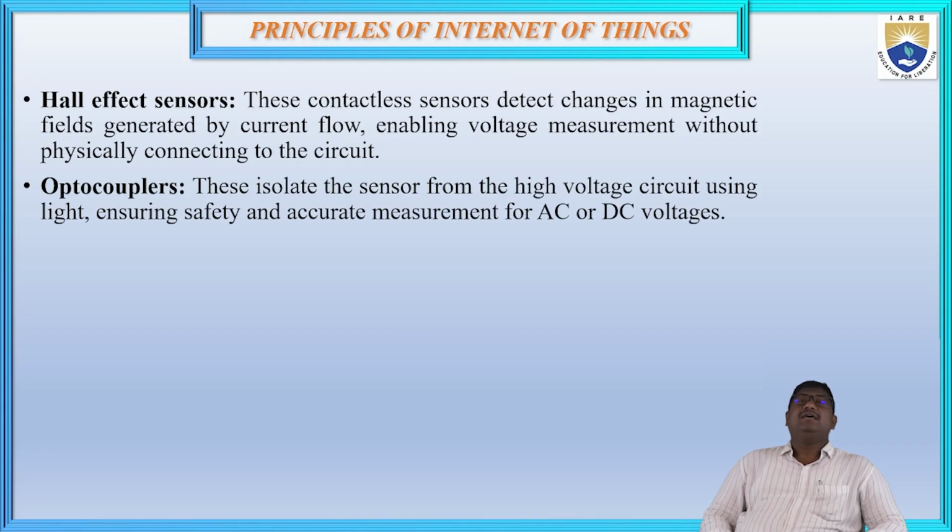And Hall effect sensors. These are contactless sensors that detect changes in magnetic fields. And the next one, optocouplers, which are used to isolate the sensor from a high voltage circuit using light.